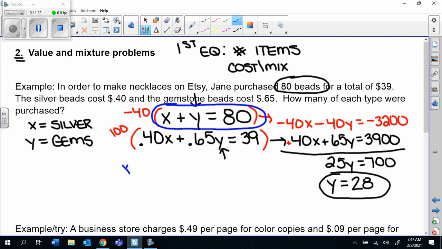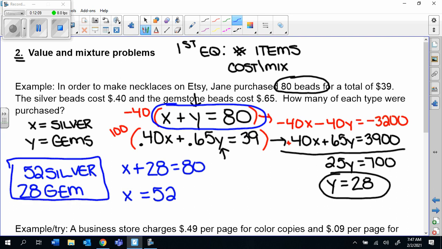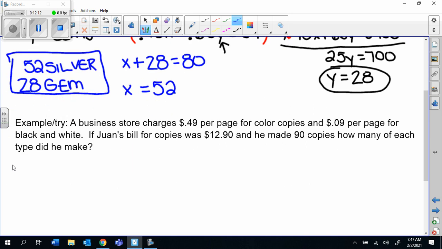So if you have 28 of y, then how many x's do we have? Well, let's plug it in. It's just a matter of subtracting, really. So just subtract 28. X has to be 52, which means there are 52 silver beads and 28 gemstone beads, because that's how I assigned my variables. That's it. We're going to do that many more times. I don't remember how many.